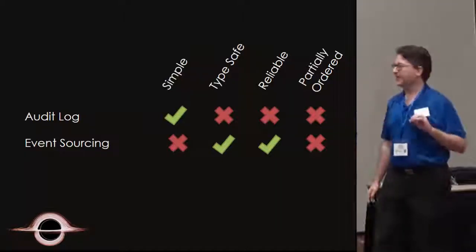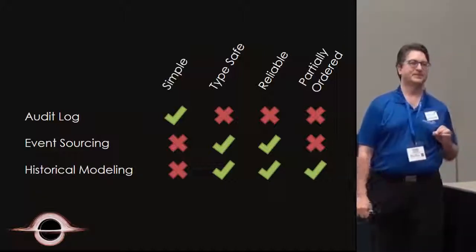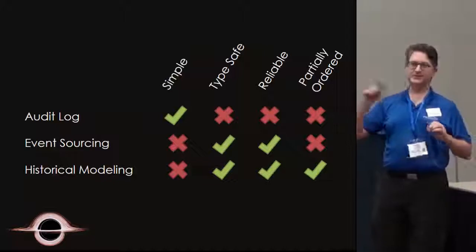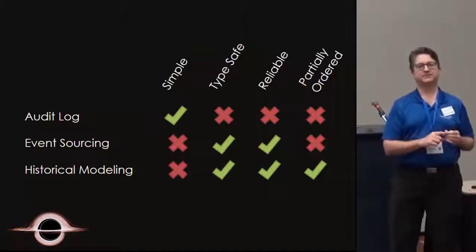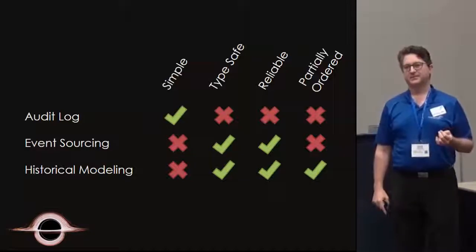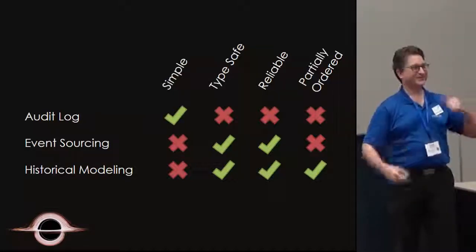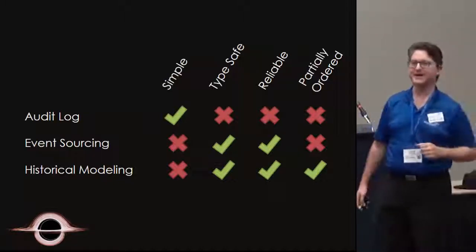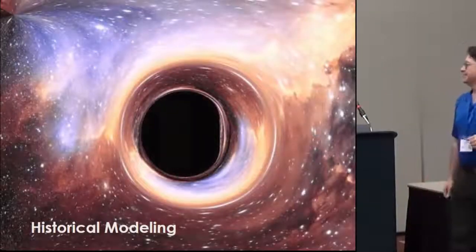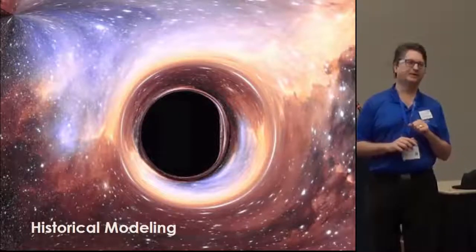So I wanted to talk about a third option, historical modeling, which is partially ordered, and it has the other benefits of event sourcing, in that it's type safe and it's reliable, but it's not simple. So buckle up, we're going to go over something that's a little bit complicated. Historical modeling. Where shall we begin?